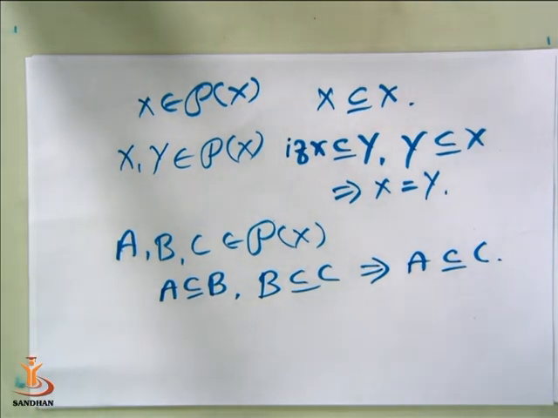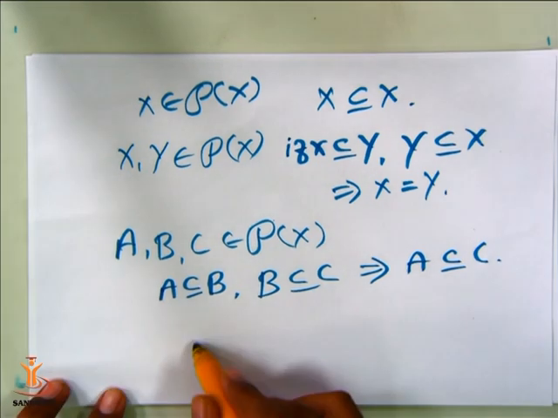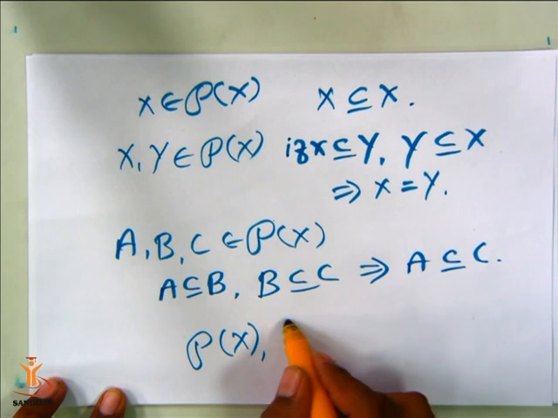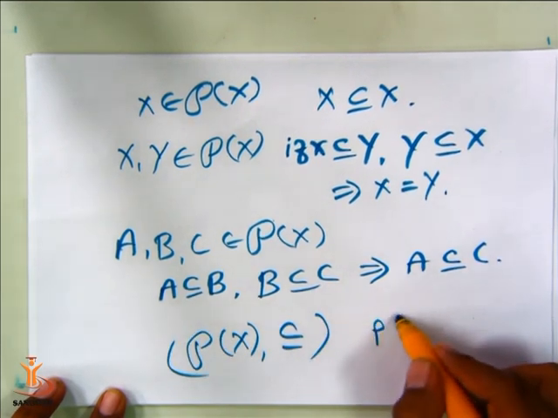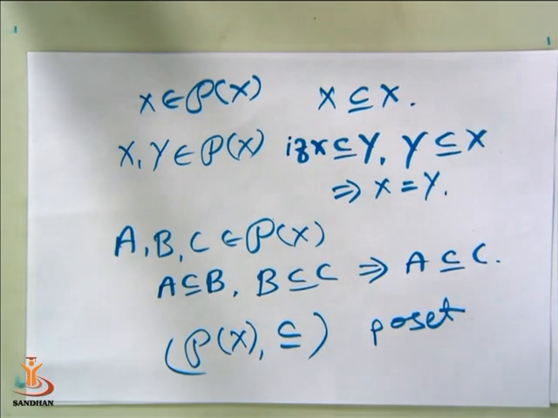So here we can see that subset or equals to is reflexive, antisymmetric and transitive. Therefore the power set of X with subset or equals to is a poset. So this is the definition of poset.